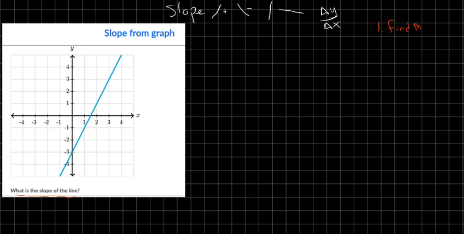Find 2 points. That's the first thing we did last time. So let's find 2 easy points. There's one that's good, and there's one that's good. There are lots of points to choose from.